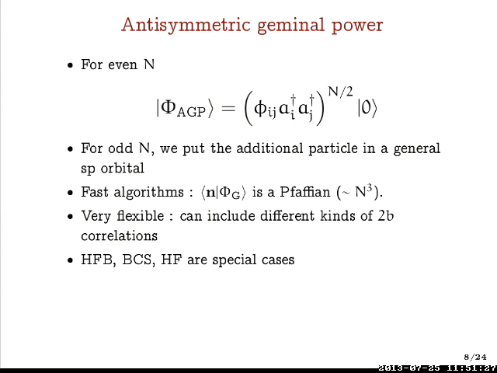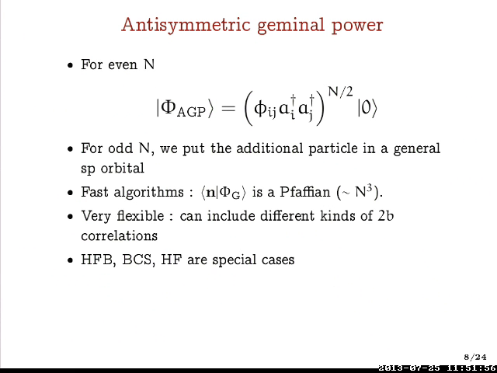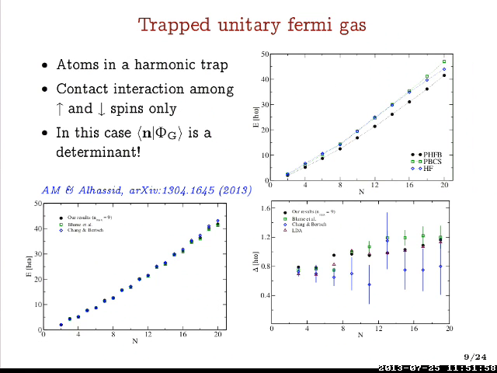Yeah, you're right. You can't really read the axes, but this was the first application. This is the first place we applied this method. You take a unitary gas of fermions in a trap, and the interaction is just between up and down spins. That was the system. And in this case, the good thing is that for these AGP wave functions, if you want to calculate the overlap, they're just determinants. It's not even a Pfaffian, which is even simpler than calculating a Pfaffian.